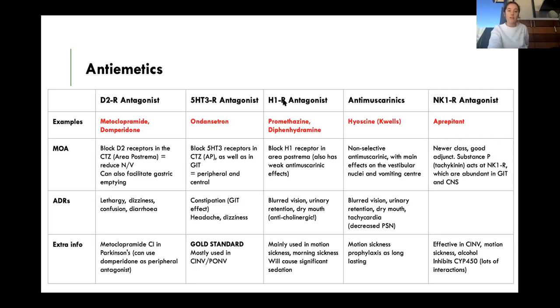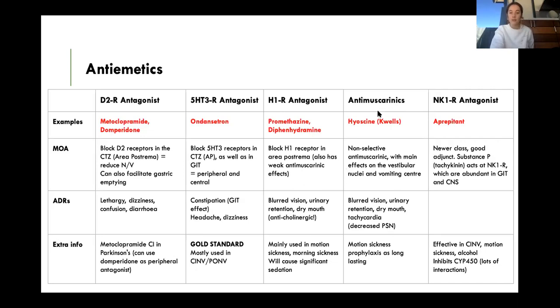Another one is histamine antagonists, specifically H1, because they're in the area postrema. And they also have weak antimuscarinic effects, which contributes to the efficacy, but also leads to your side effects: blurred vision, urinary retention, dry mouth. They're mostly used in motion sickness or morning sickness, but will cause sedation.